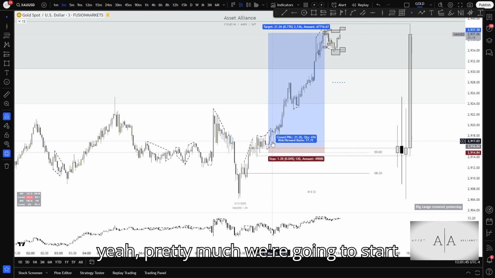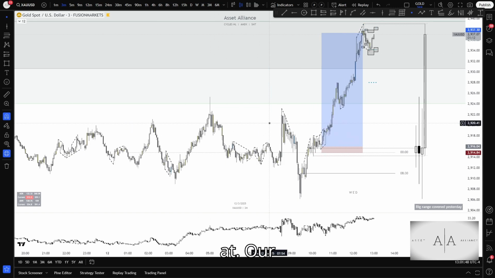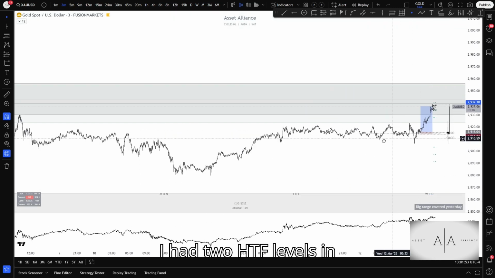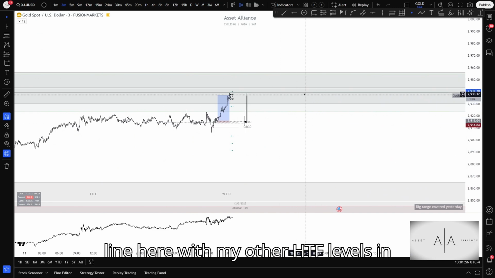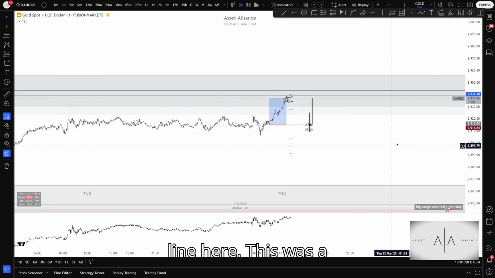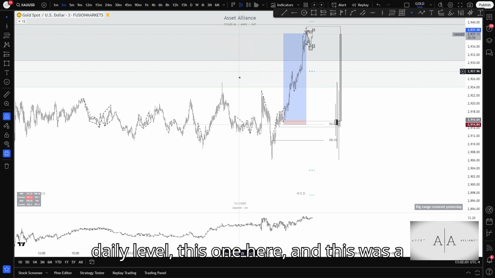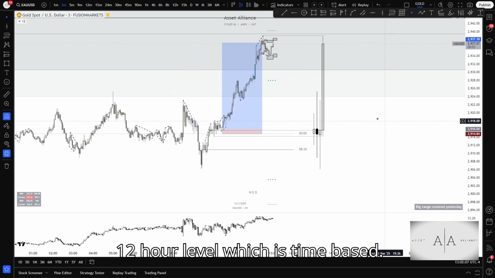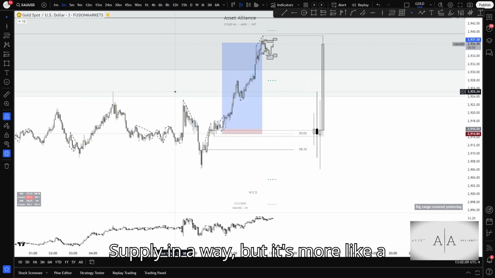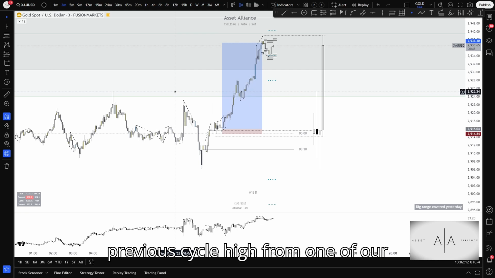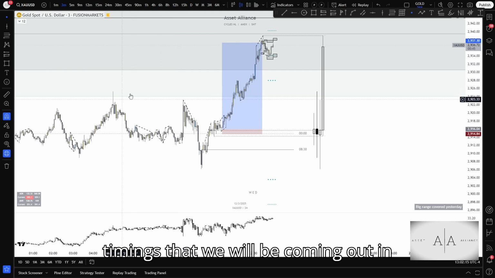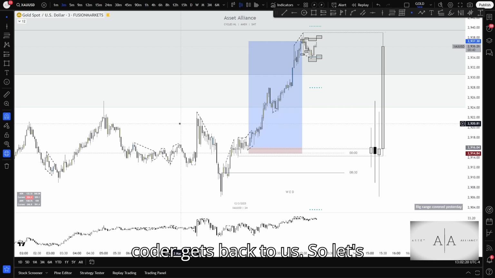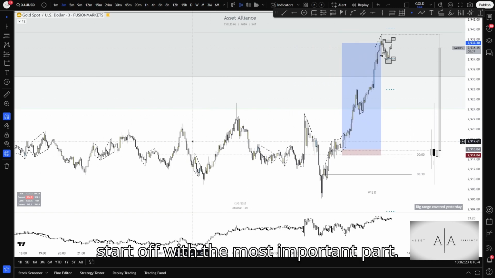But yeah, pretty much we're going to start at our simplest point. I had two HTF levels in line here with my other HTF levels in line here. This was a daily level, this one here, and this was a 12-hour level, which is time-based supply in a way, but it's more like a previous cycle high from one of our timings that we will be coming out with in the near future once our coder gets back to us. So let's start off with the most important part.